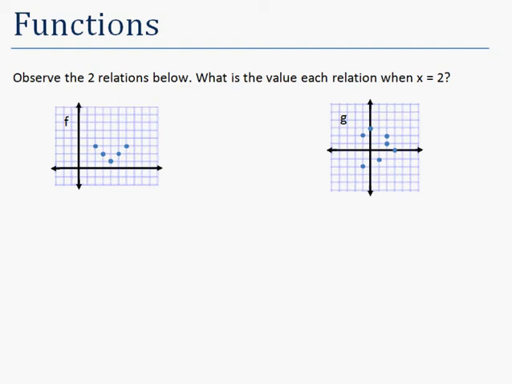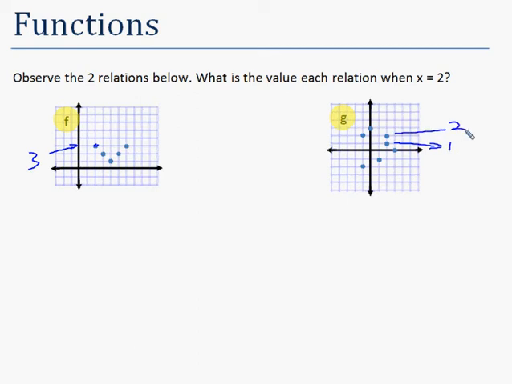So we'll go ahead and look at our relation f. So notice they're named with letters here, so that's relation f, and this is relation g. When x is 2 in f, we see that the y value is 3. Over here, when x is 2, we actually have two y values. We have a y value that's at 1, and then another one that is at 2.